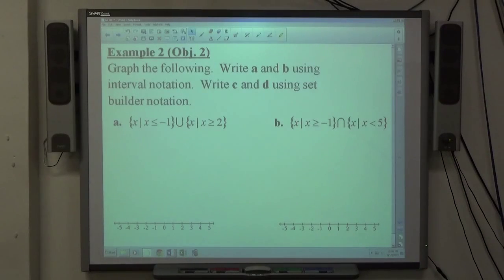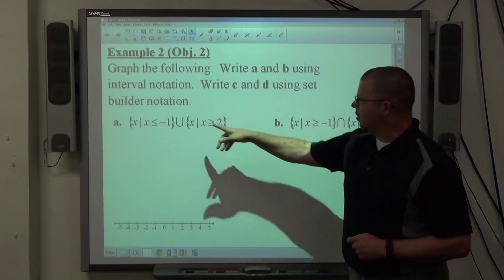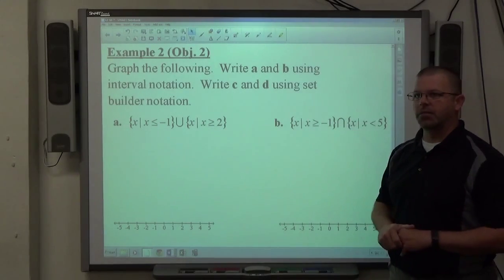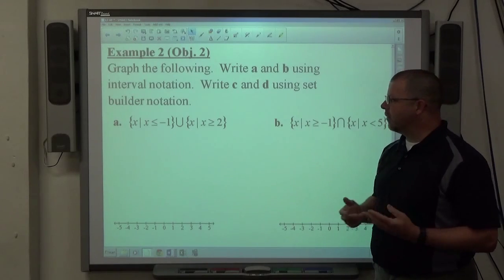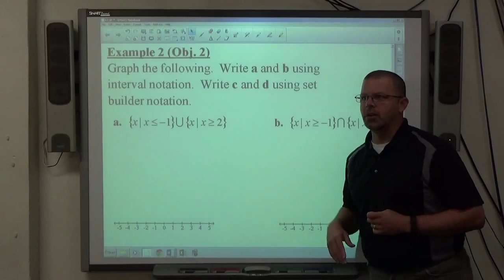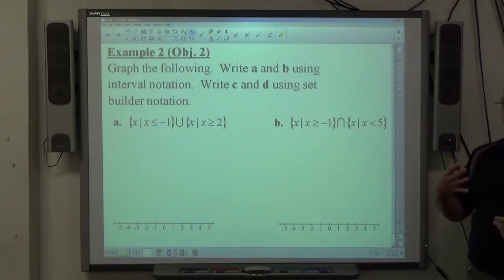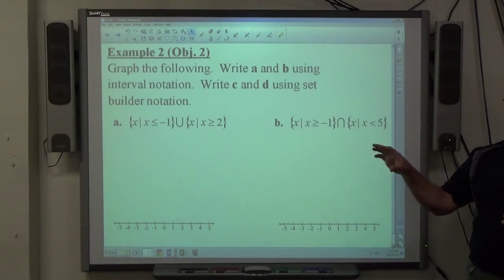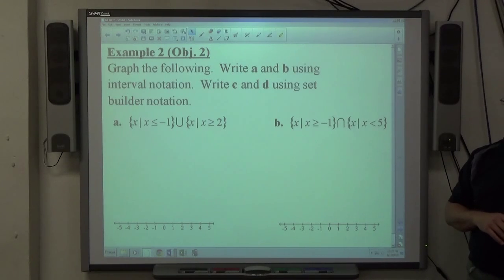Okay, so graph the following, write A and B using interval notation, write C and D using set builder notation. And what we have here is unions and intersections of sets. The difference between a union and an intersection, I don't know if I've ever described this to you guys from other classes, but a union of sets means that if it belongs to either set, it needs to be graphed. An intersection has to belong to both sets to be graphed.